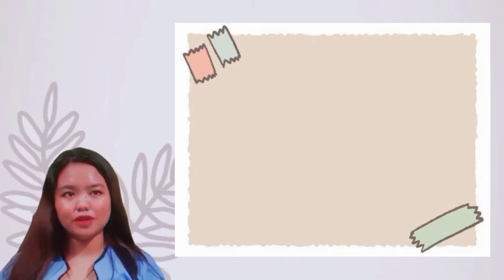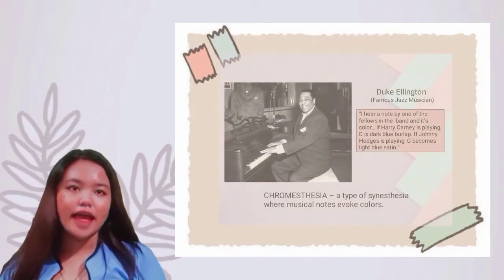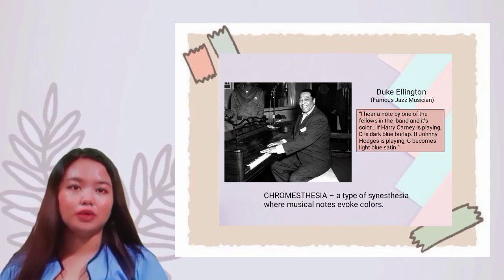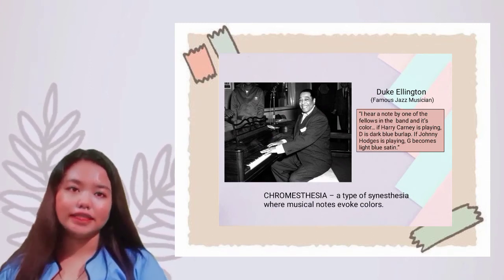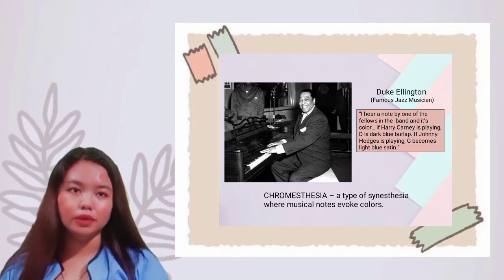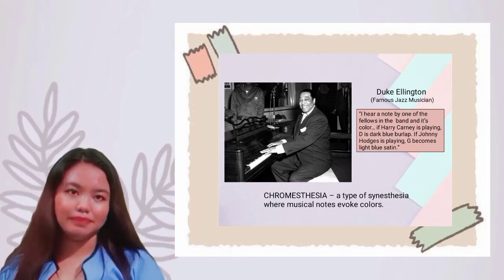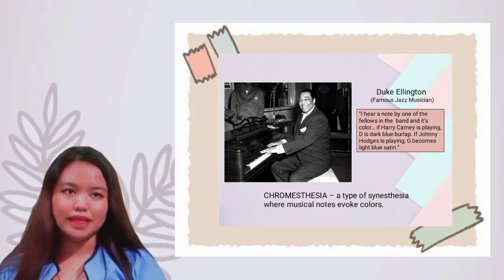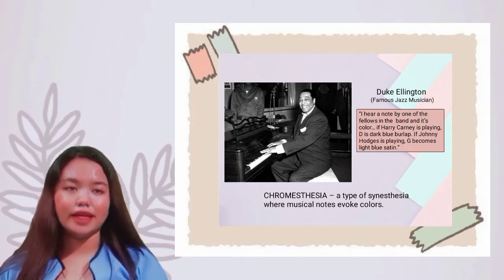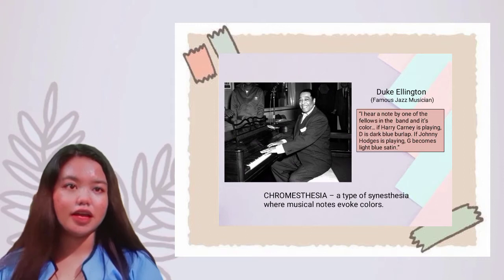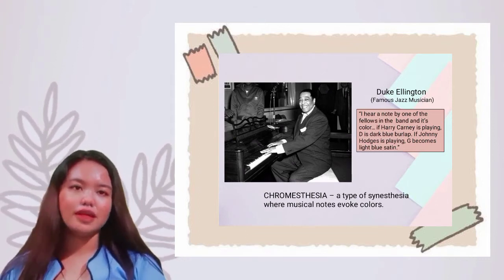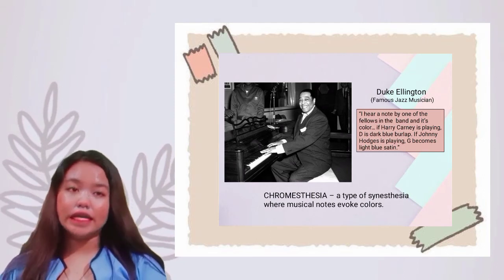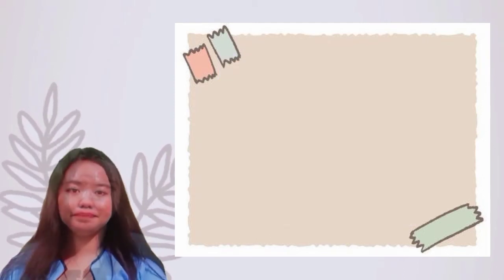One of them is the famous jazz musician Duke Ellington, and he says, "I hear a note by one of the fellows in the band and it's color. If Harry Carney is playing, D is dark blue burlap. If Johnny Hodges is playing, G becomes light blue satin." The iconic jazz musician experienced chromesthesia. It is a type of synesthesia where musical notes evoke colors. That is why he says that he hears colors.